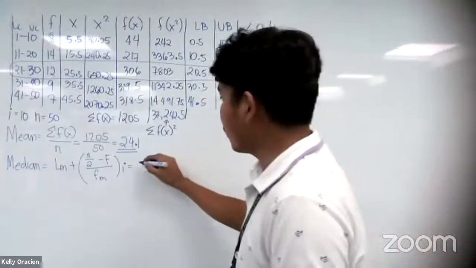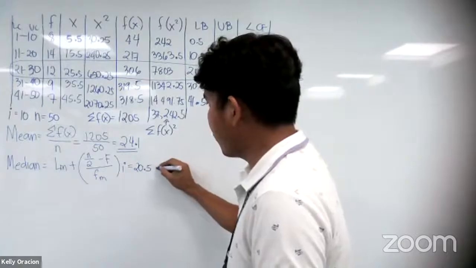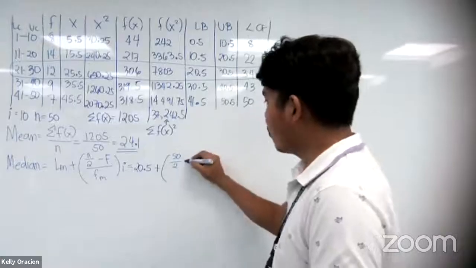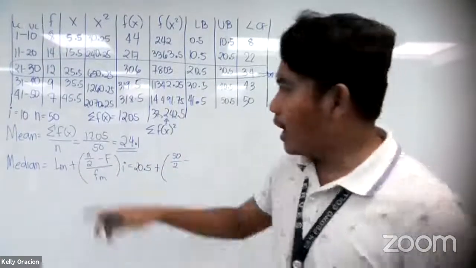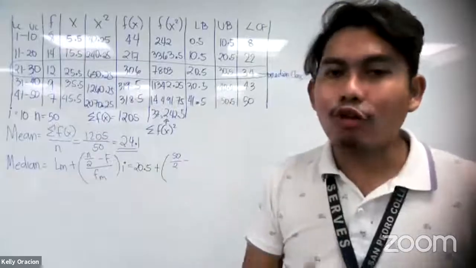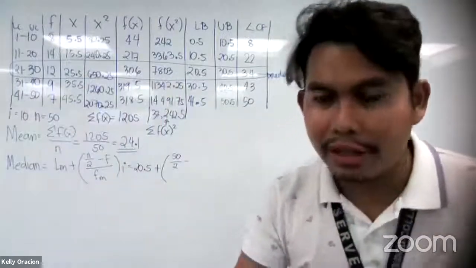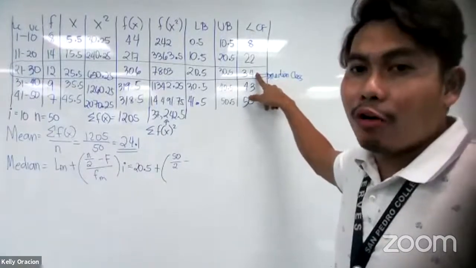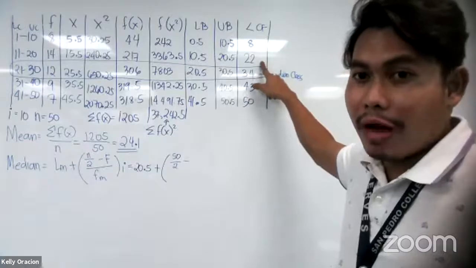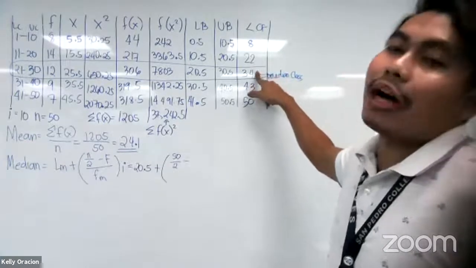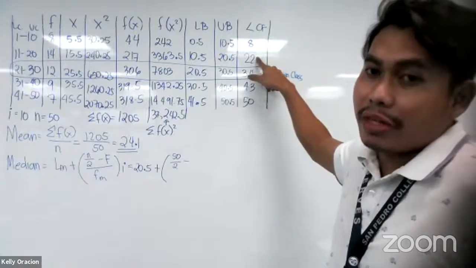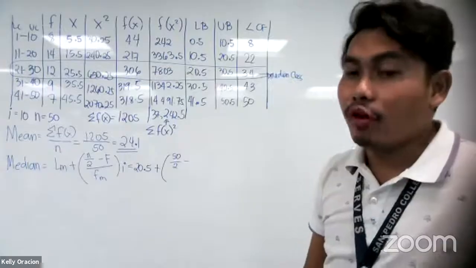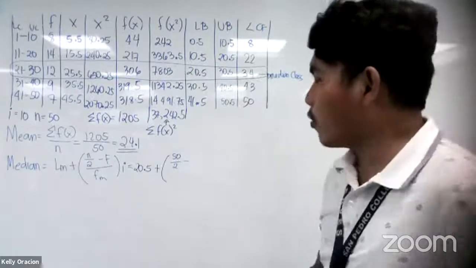What is the lower boundary of the median class? This one, 20.5, plus your n is 50, divided by 2 minus ano itong f? Itong malaking f nito, that is the cumulative frequency before the median class. If this is the median class, ano yung number bago mag-34? It's 22. So dapat 22 dito.